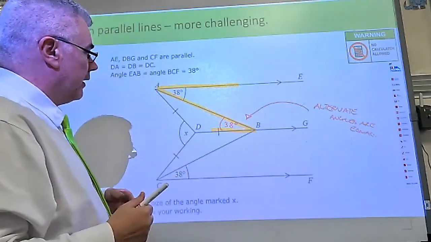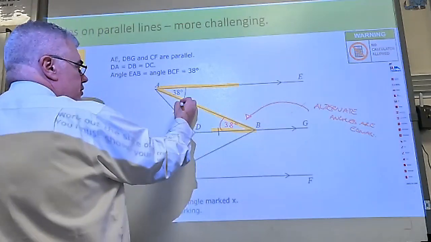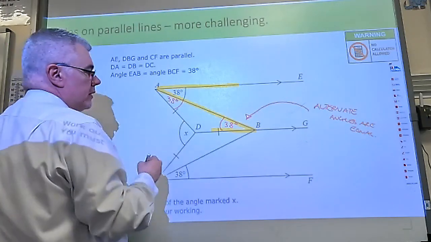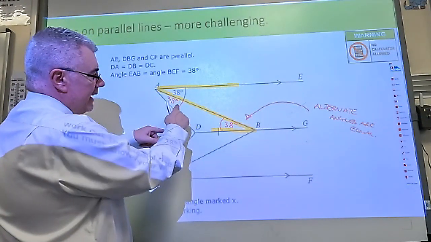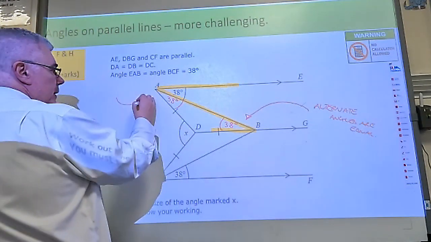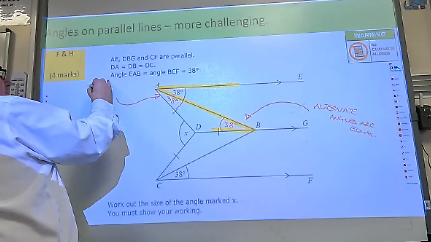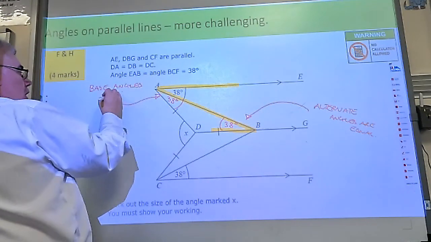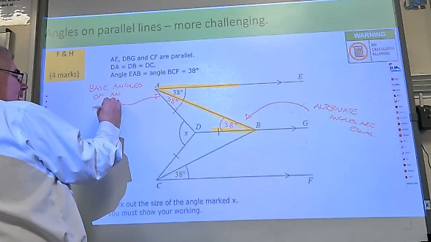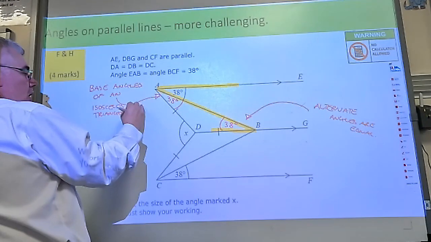It is also equal. What does this tell me? This is an isosceles triangle. So I know that this one is also 38 degrees. It's always the angles opposite the little lines that are equal. So I'm going to give a reason for this as well. And this is a reason people often forget. Base angles of an isosceles triangle are equal.